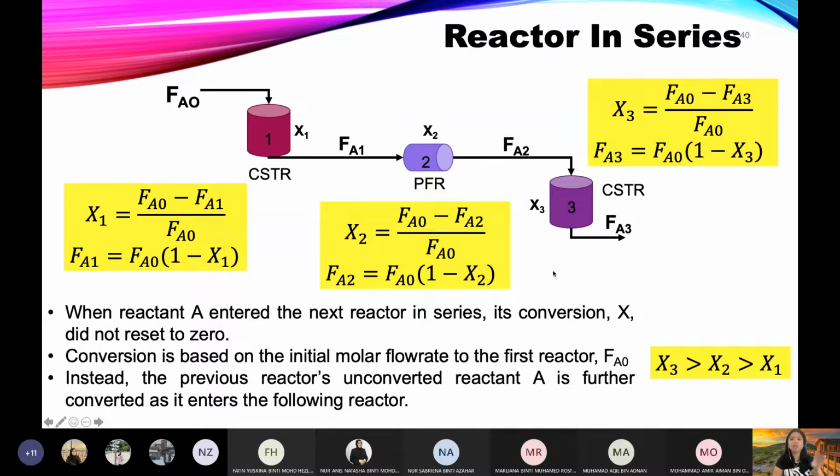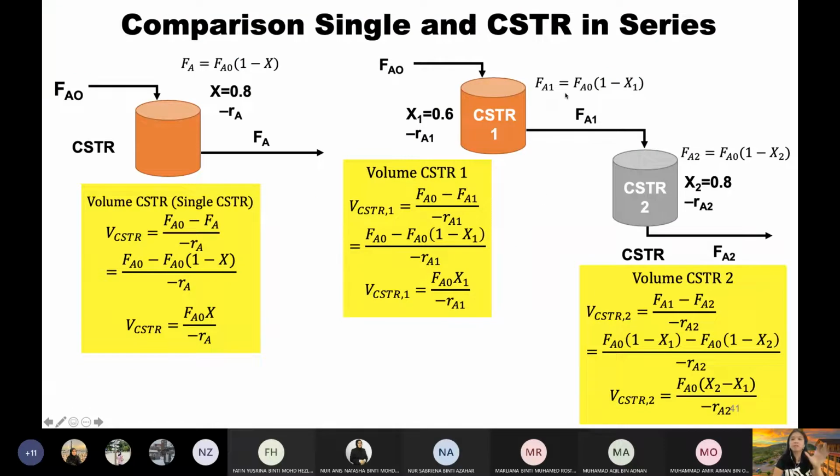I already taught you how to express the conversion. So FA1 equals FA0 (1 minus X1). In other words, the molar flow rate exiting the first reactor equals the initial molar flow rate times (1 minus the conversion in the first reactor). So in the first reactor, it converts from 0 to X1. Let's say X1 is 0.6, 60%. So it's converting from 0 to 60%.